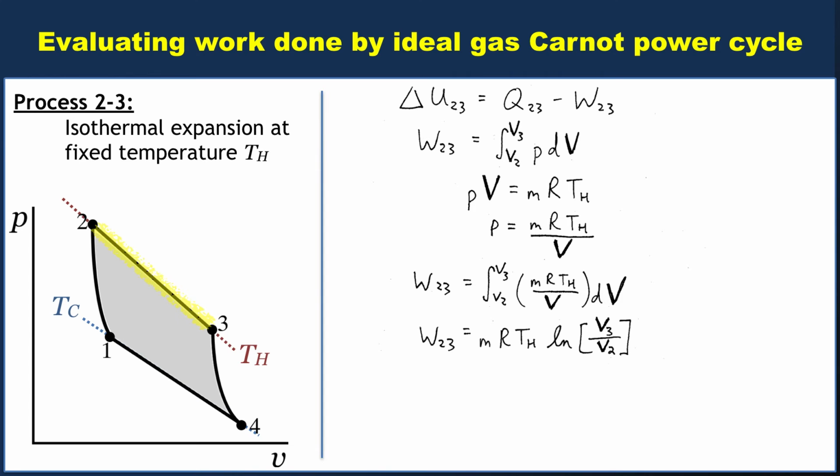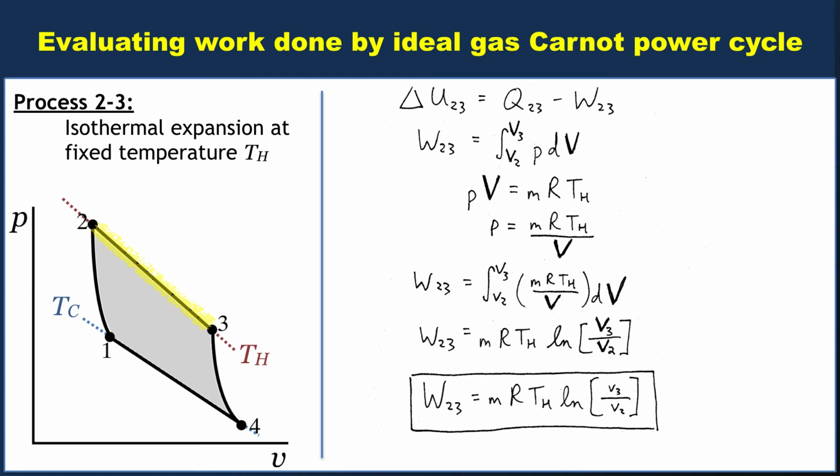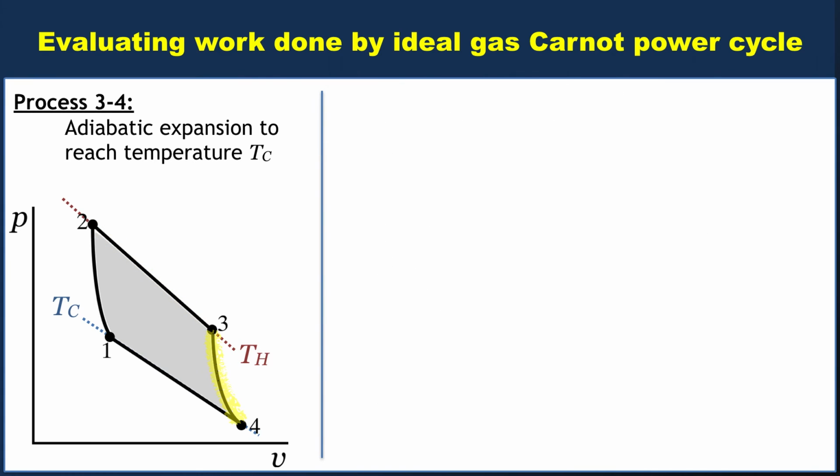There are a few different forms in which you can rewrite this. One just translates big V to little v, right? They're related by a factor of mass, but if you have that in the numerator and denominator of the argument of the natural log, then you can just cancel out the masses and get that it's mRT_H times the natural log of little v3 over little v2. Likewise, you could go back and reapply the ideal gas law if you wanted to write this in terms of a pressure ratio or something. It depends on what you're given in the problem. Okay, that's W23. Let's move on to process 3-4.